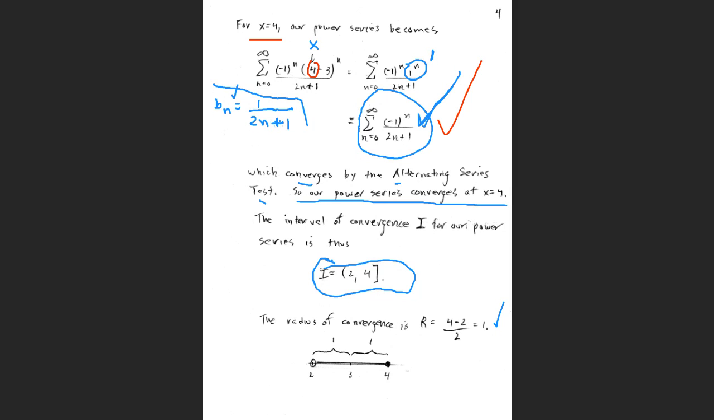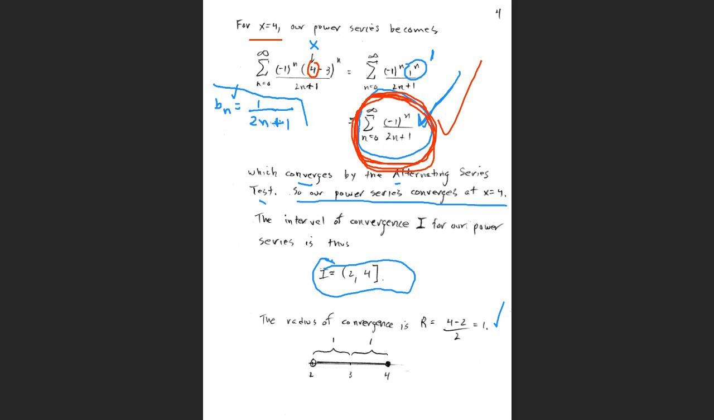And this alternating series, the series n equals 0 to infinity of -1 to the nth power over 2n plus 1, converges by the alternating series test. So because of that, our power series becomes this alternating series at x equals 4.